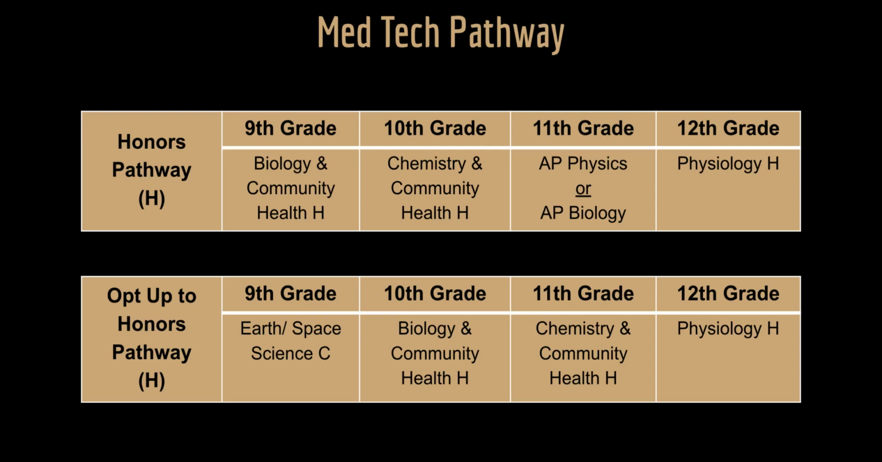If you aren't quite ready to jump into honors right now or don't feel like you want to take that AP in the 11th grade, then we recommend starting the pathway in Earth Space Science College Prep as a 9th grader. And then in 10th grade, you'd have the opportunity to jump into the honors course. 11th grade would go to that chemistry honors, and then you would end up where everyone does in physiology honors in the 12th grade. Either pathway will benefit you.